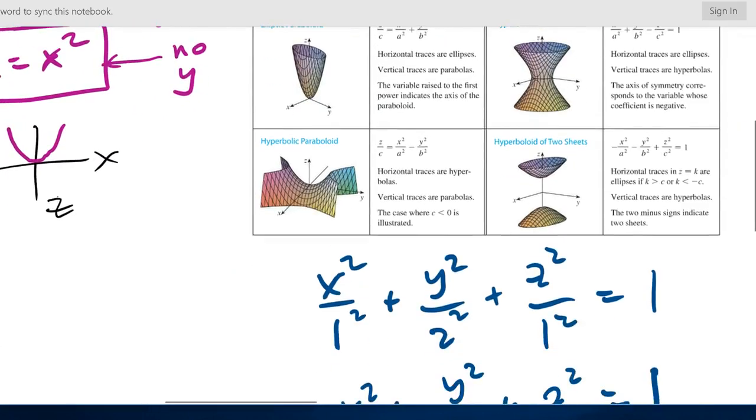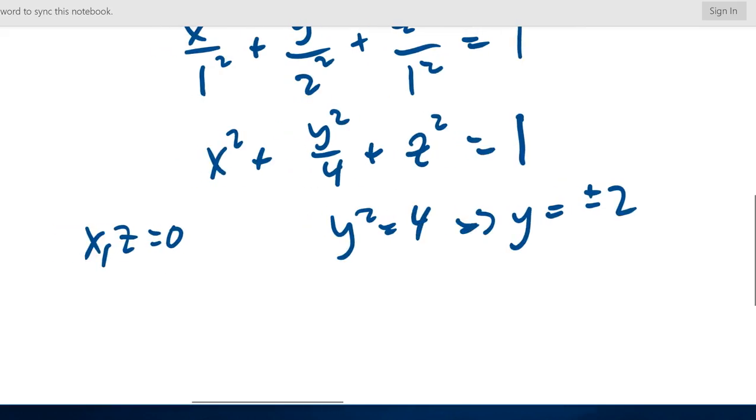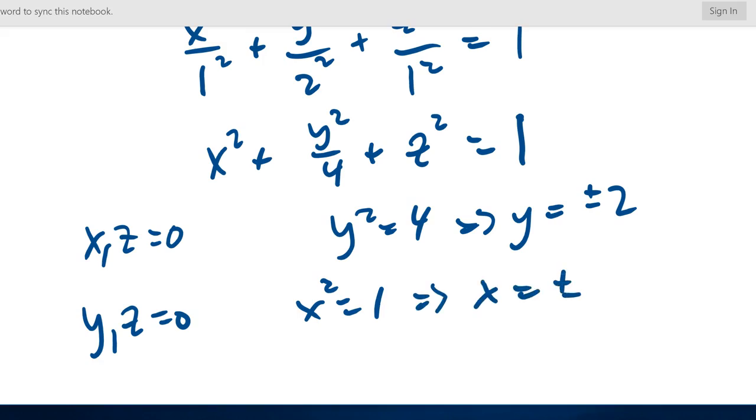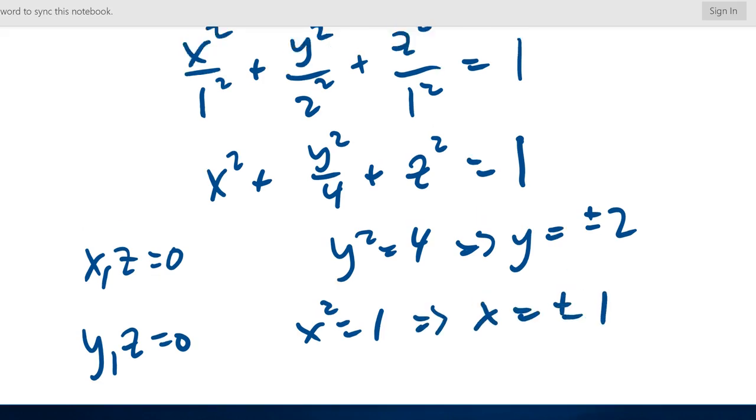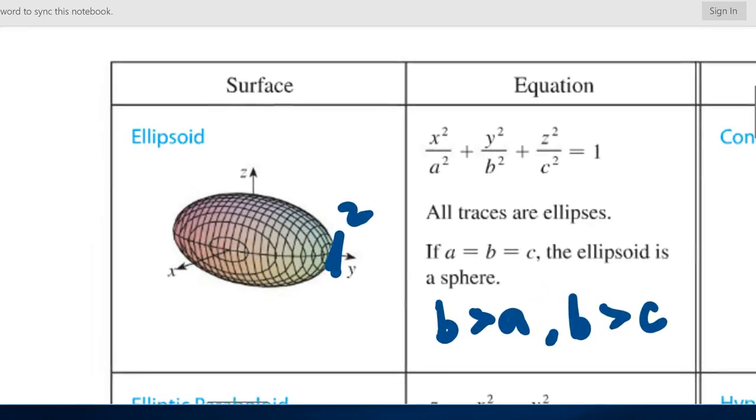Now, to show you that it's not going as far in the x and z direction, if you let y and z be 0, you get x squared equals 1. So x equals plus or minus 1. So along the x-axis, it's only going out 1 here. So this is at 1. And the same for z, if you look at the z one.